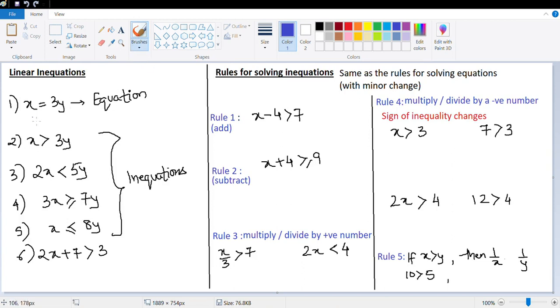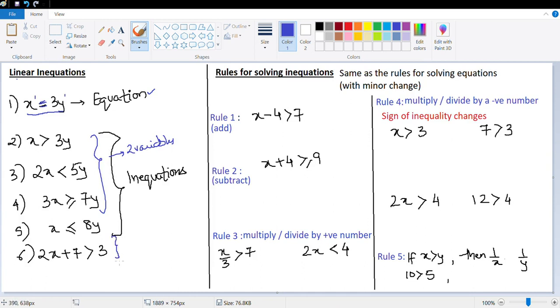So an equation is of the form x is equal to 3y, which means, if we are talking about linear, the power is obviously 1, that's the maximum power, and there is an equal to sign in the middle. Now that's an equation. And an inequation is of the form x is greater than something, x is less than something, or 3x is more than or equal to, or x is less than or equal to. So these are inequations in two variables, because they have the variables x and y.